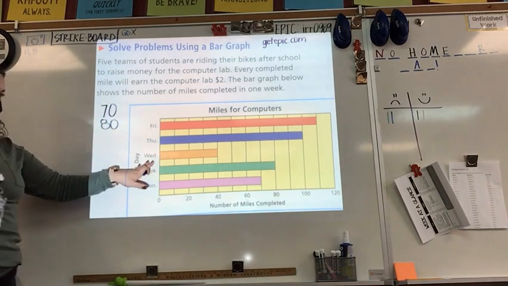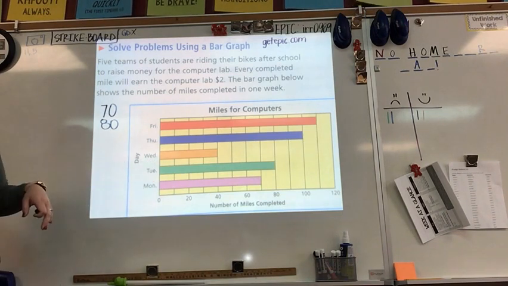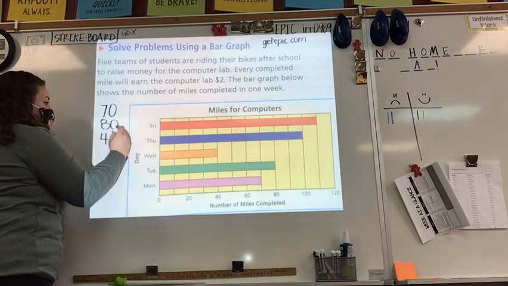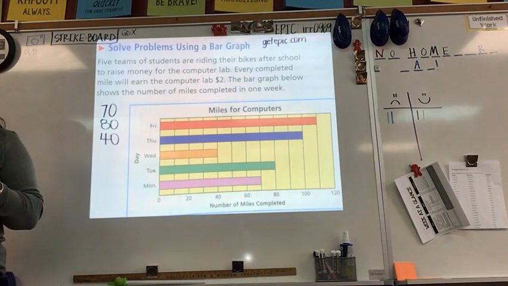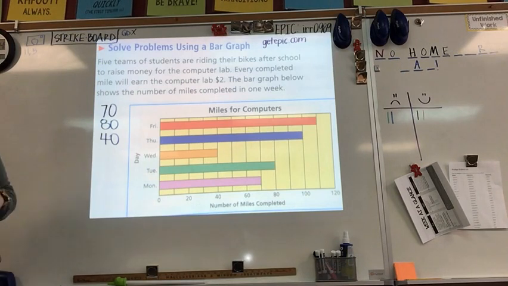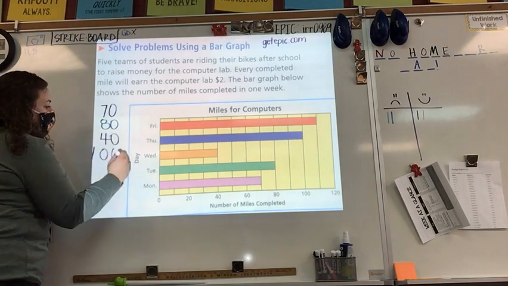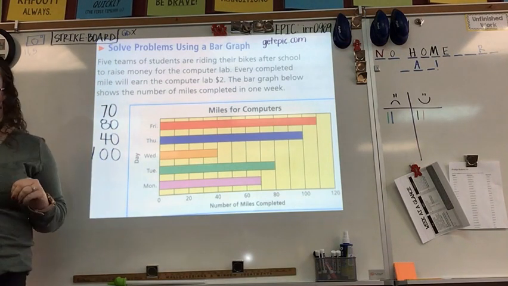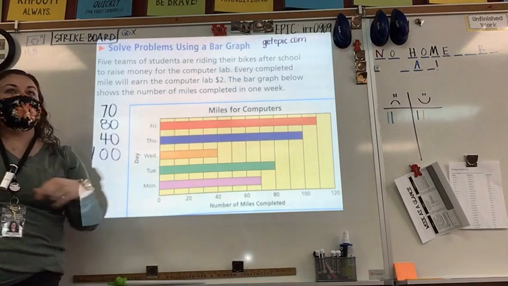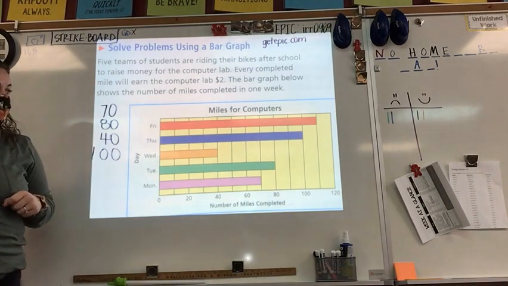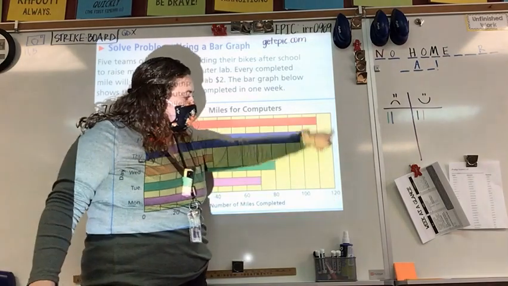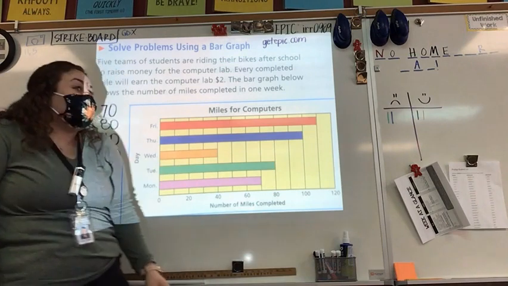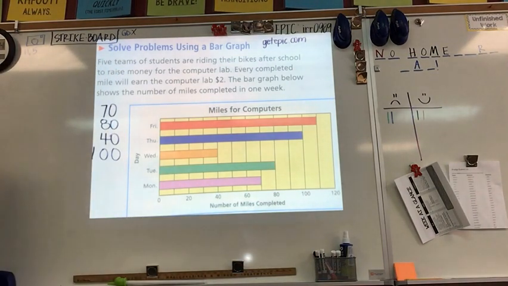How many did they ride on Wednesday, Jade? On Wednesday, they rode 40. Keep it in your brain for now. How many miles did they ride on Thursday, Ellie? 100. So one thing to check here is make sure when you write 100 that your one is over and everything's lined up on the right. How many did they ride on Friday, Landon? Not quite 120. It's in between 100 and 120, which would be, what would it be, guys?